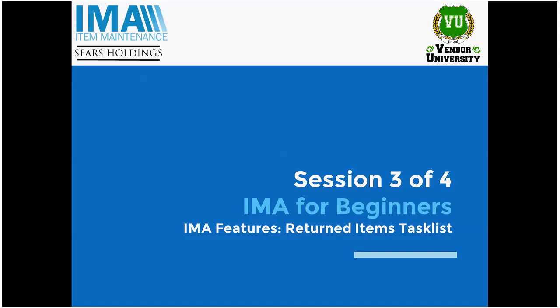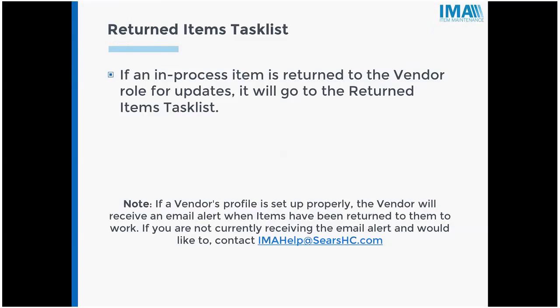Now let's talk about the returned items task list. If an in-process item is returned to the vendor role for updates, it will go to the returned items task list. If your profile is set up properly, you should receive an email alert when items have been returned to work. If you are not currently receiving the email alert and would like to, contact IMA help at searshc.com.